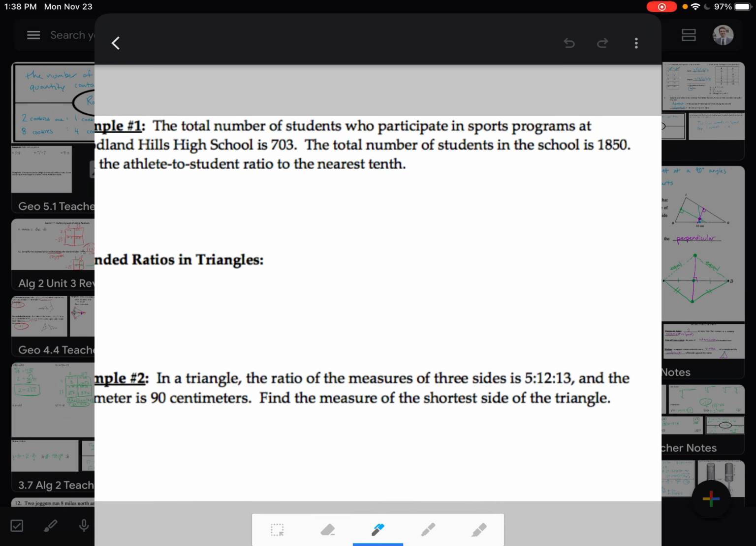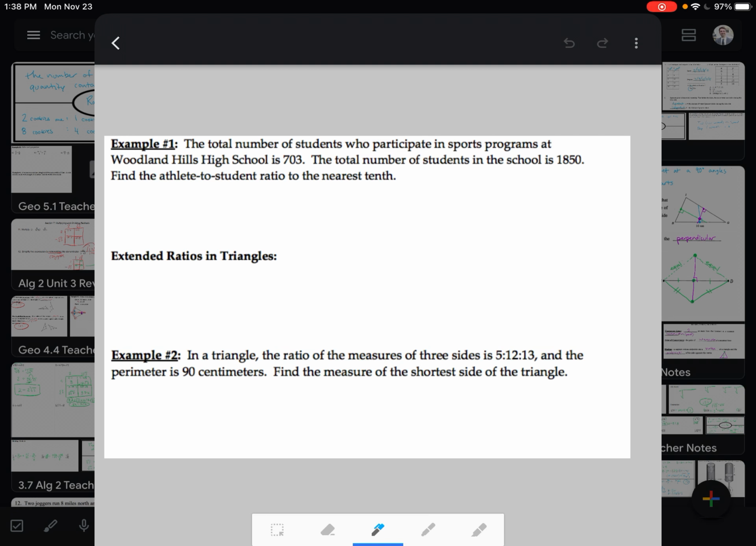So let's take a look at our first example here. The total number of students who participate in sports is 703, so call them athletes. And the total number of students overall is 1850. And they want us to find this ratio to the nearest tenth. So this is actually a ratio here, 703 to 1850. But sometimes they want us to get it in a 1-to-something ratio, like a 2-to-1 ratio, what have you.